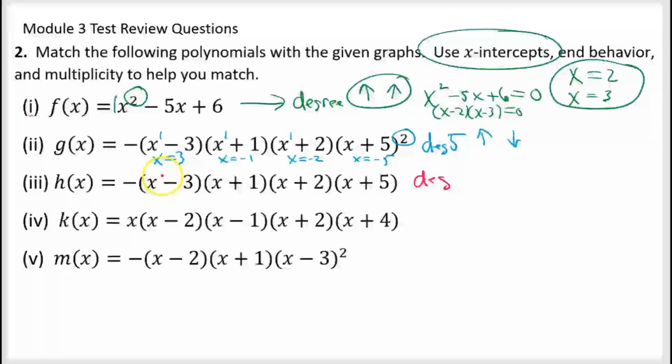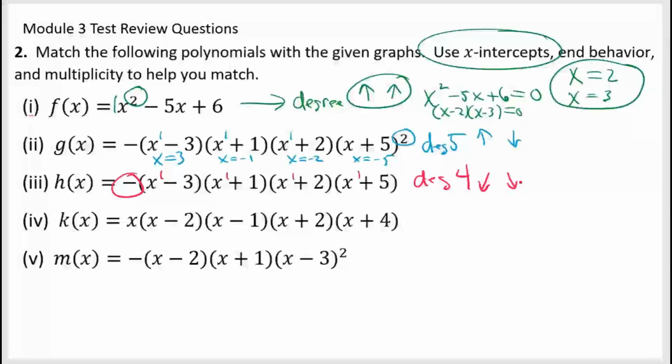Well, when it's factored, you have to just imagine multiplying all this out. So x to the first times x to the first times x to the first times x to the first is going to give you x to the fourth. And the leading coefficient's negative. So that means both sides are pointing downward. The left is falling and the right is falling.